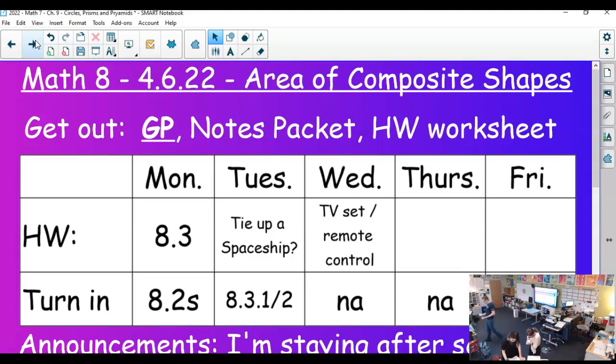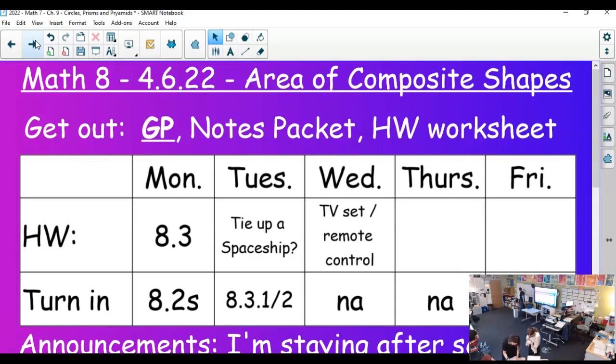Did you guys already do the shaded region? Okay, impressive. Well, what kind of shape is that? Parallelogram. So didn't we say if we chop off one side of the parallelogram and take it over to the other side, it actually becomes like a rectangle in a way? So think about that.